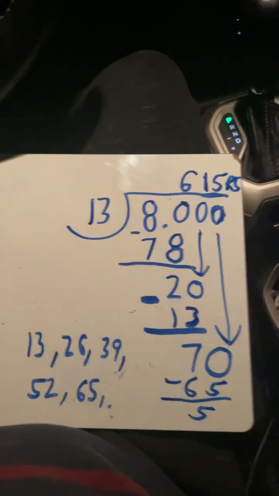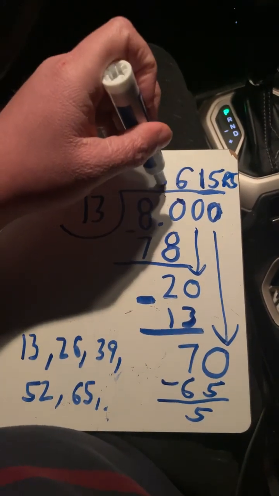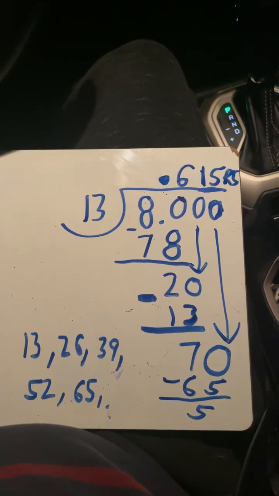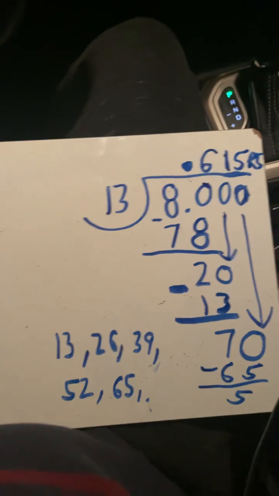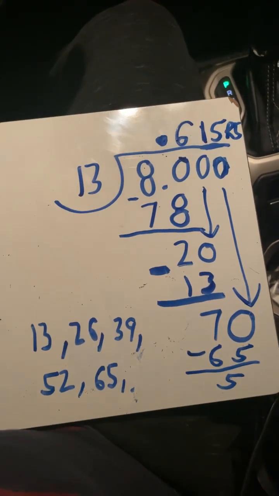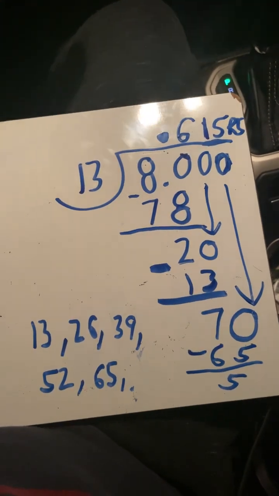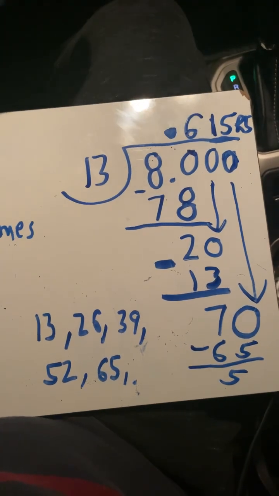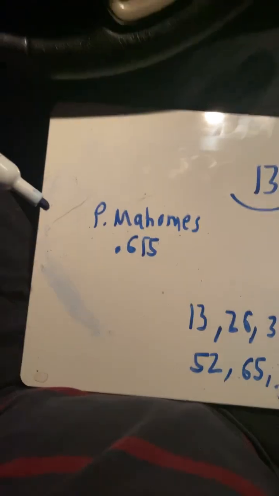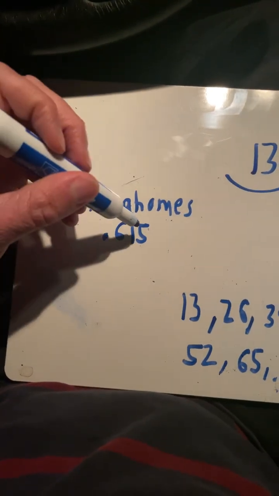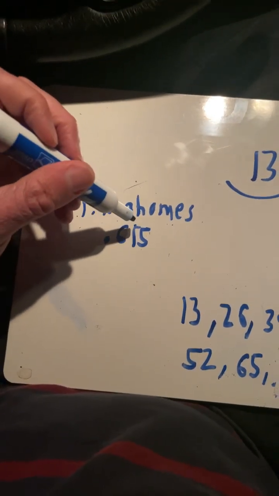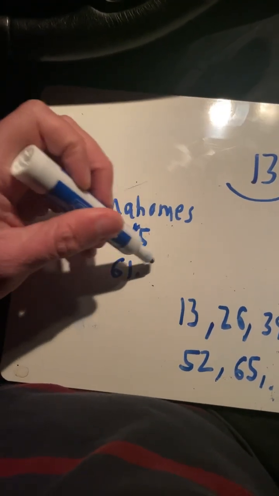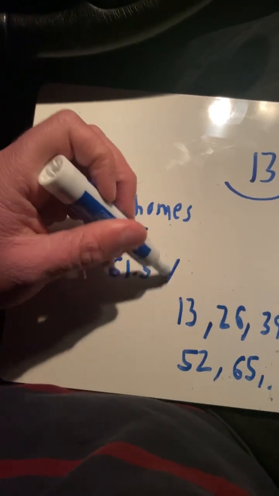With decimal points, it's going to keep going. All right, so here we have it. Patrick Mahomes' completion percentage was 0.615, and 0.615 converted to a percent is approximately 61.5%.